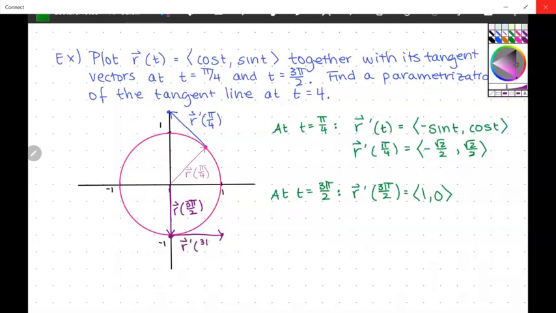That's 3 pi over 2. We have the location vector, which gives us the initial point for the tangent vector, and from there you draw the tangent vector. So that's answering the first part. We plotted the graph along with those two tangent vectors. Now let's find the parametrization of the tangent line at t equals 4. Any questions so far? Yes.